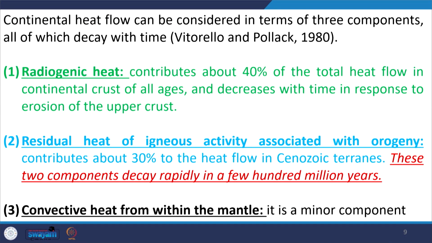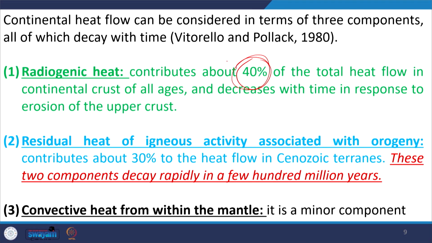Now, continental heat flow can be considered in terms of three components, all of which decay with time. What are the three components? First is the radiogenic heat. It contributes around 40% of the total heat in continental crust of all ages, and decreases with time in response to the erosion of the upper crust. We know that the upper crust has a higher concentration of heat producing elements, so once the upper crust is eroded, we are losing heat producing elements.